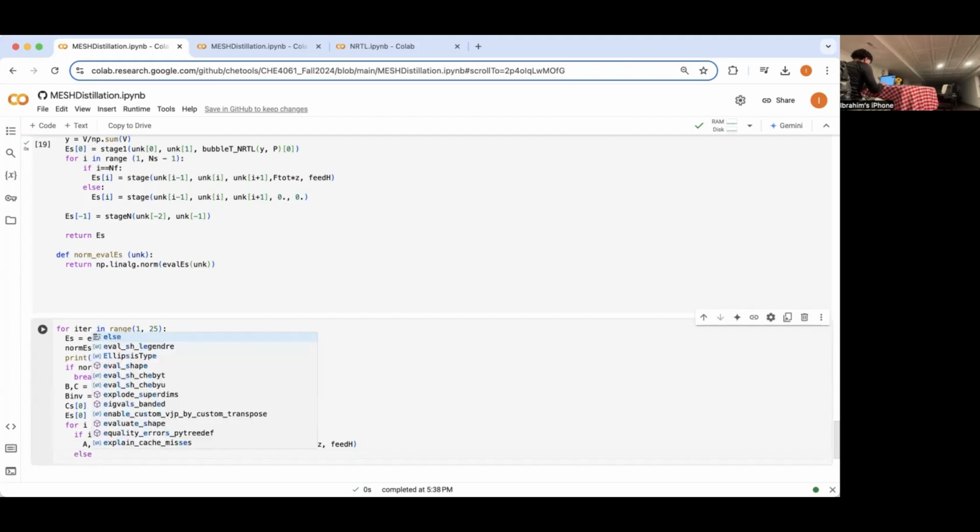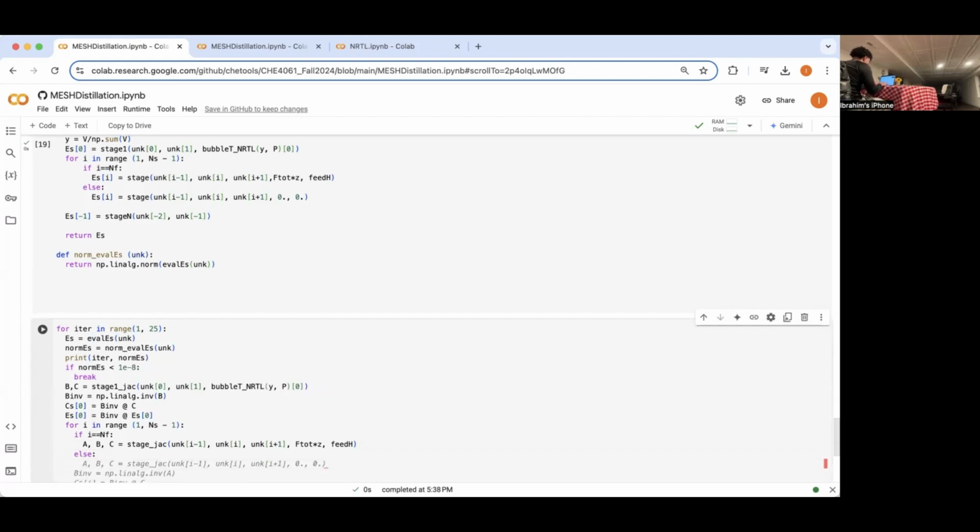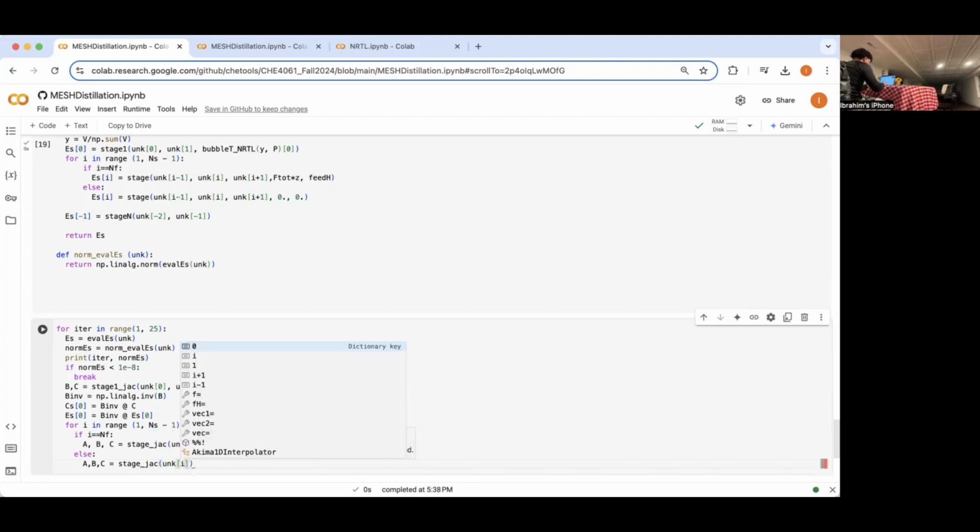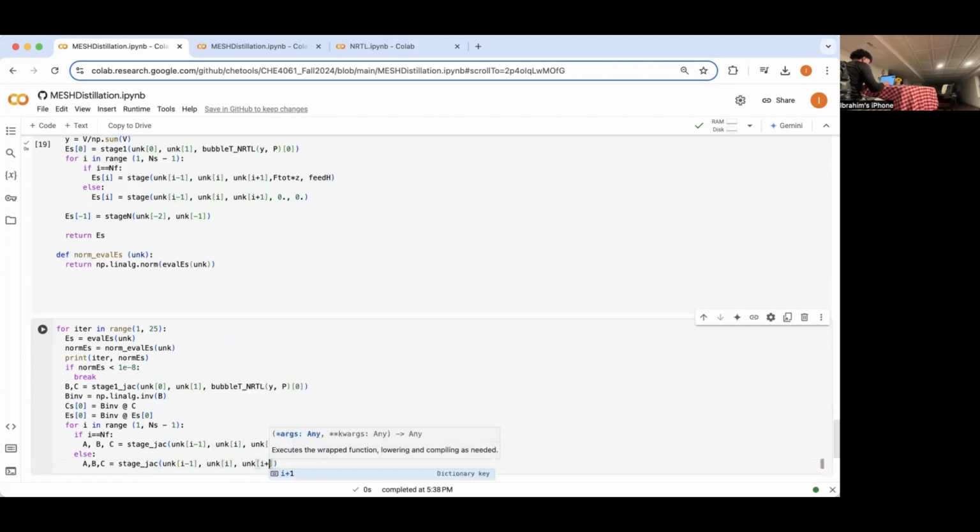So our else, don't forget to put a colon here. And then this is going to be for our three matrices essentially. C, and this is going to be equal to our, again, our Jacobian stage. And we're going to be inputting our unknown functions once again. And this is going to be at i minus 1, our unknown at i, and then our unknown at i plus 1. However, we're going to be setting these at a function of 0 that we've done before. So again, make sure to put your periods here. That looks good.